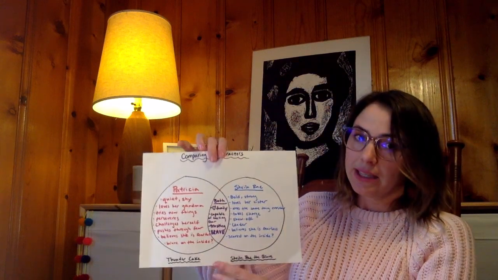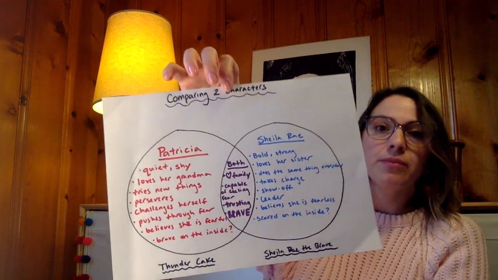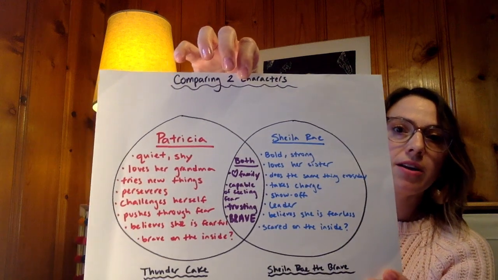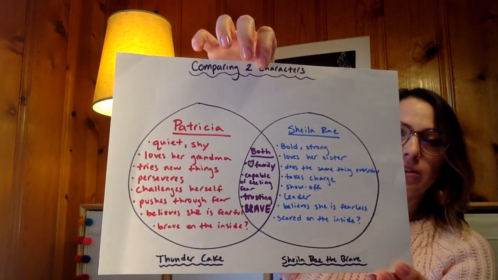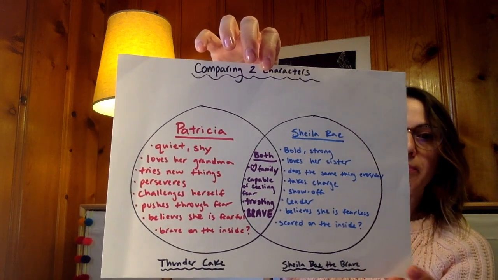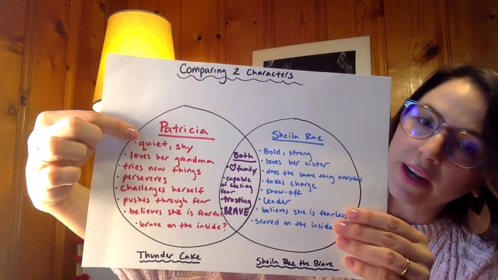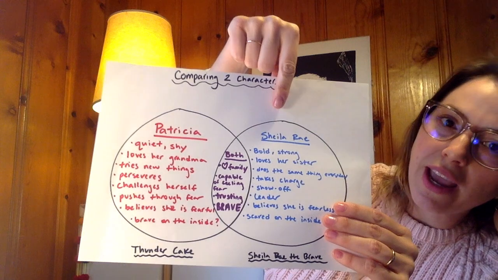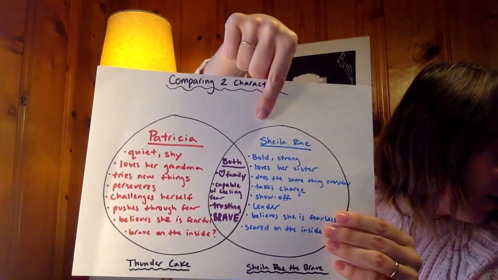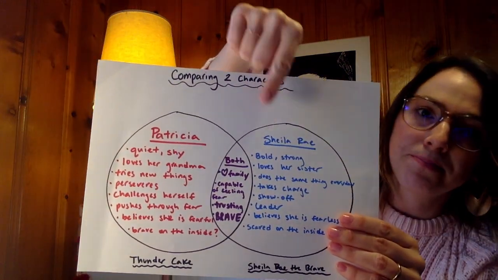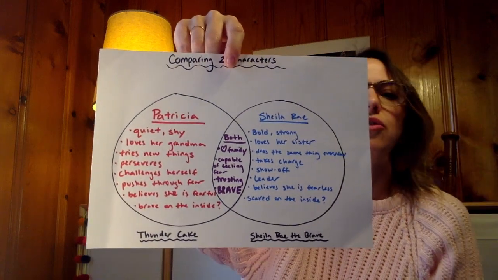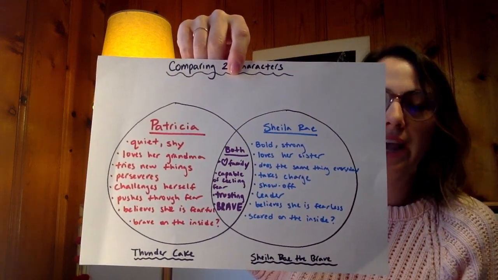So I did the assignment that I asked you to do yesterday, which was to compare the two characters that we read about: Patricia from Thundercake, that was our day one read aloud, and then Sheila Ray from our book yesterday by Kevin Henkes. So I just want to show you what I did here. This is called a Venn diagram.